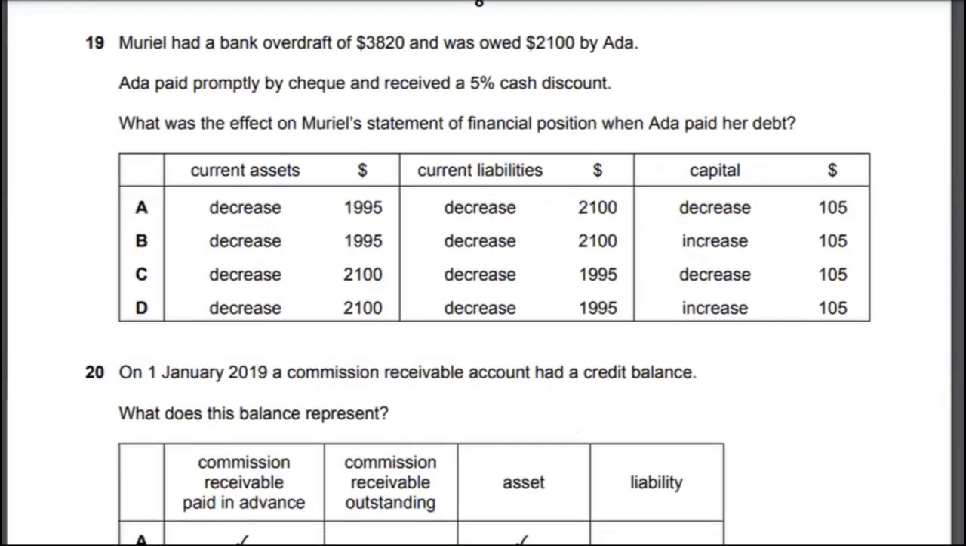Let's look at multiple choice 19. Muriel had a bank overdraft of 33820 and was owed $2,100 by Ada. Ada paid promptly by check and received 5% cash discount. What was the effect on Muriel's statement of financial position when Ada paid her debt, right? So when she paid her debt, what will happen in this case?